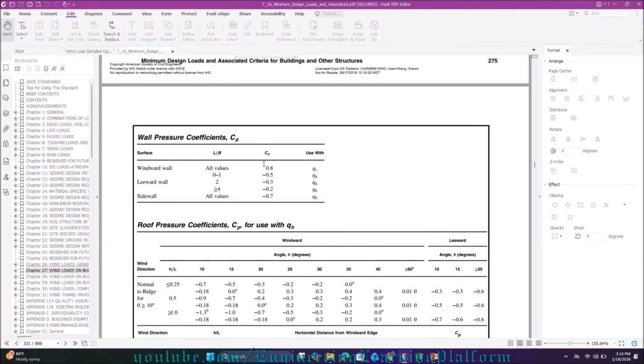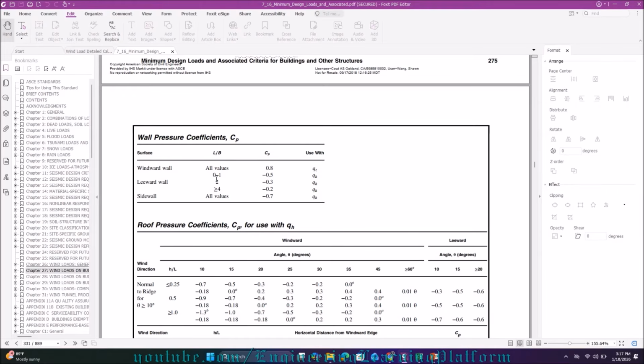So see, here you can see this is the table that the code gave us if we want the external pressure coefficient for walls. The code says for windward walls, in any case you have to take the value as 0.8. For side walls you have to take the value of minus 0.7. But for the leeward side, your Cp value, that is your external pressure coefficient for walls, depends on your L over B ratio. And even this L over B ratio varies depending on where your wind is coming from.